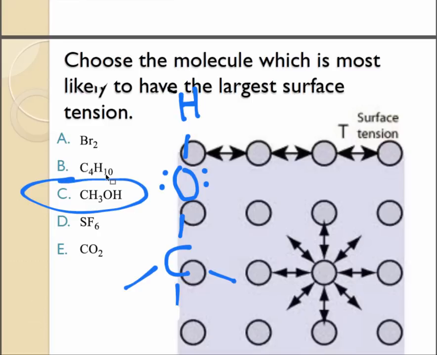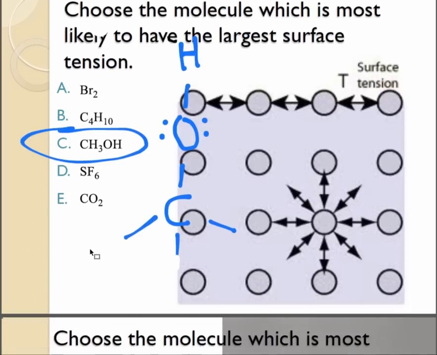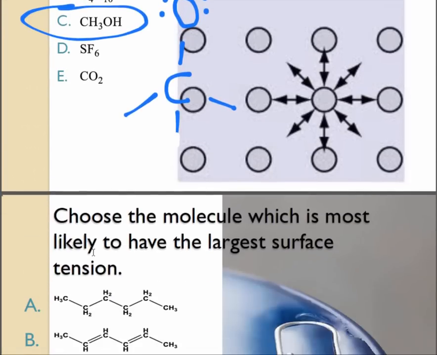Which of these has the largest surface tension? This one here has hydrogen bonding with the OH group. The H here would be attracted to another oxygen on a neighboring alcohol molecule. This is just dispersion forces, just dispersion forces, just dispersion. There's not even any dipoles there to worry about. They're all just dispersion forces.